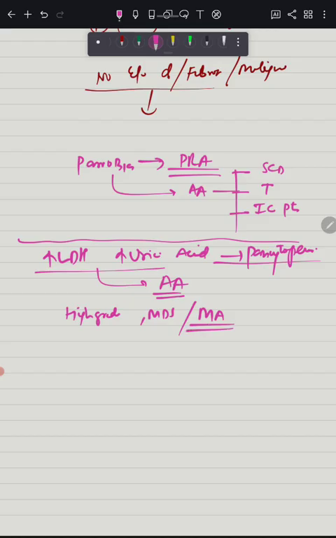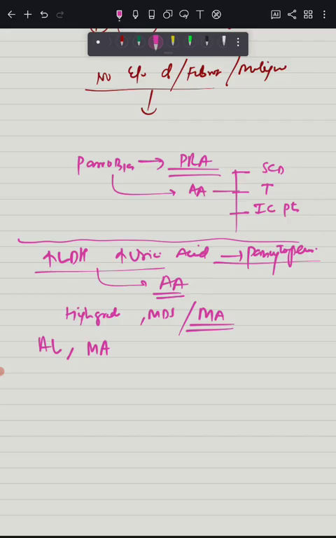So you see the mechanism: LDH means lactate dehydrogenase. This is released from rapidly dividing or destroyed cells in conditions with high cell turnover. For example, leukemia, for example, acute leukemia, and megaloblastic anemia. There is excessive cell lysis or ineffective erythropoiesis. LDH spills into blood from dying or proliferating precursor cells.